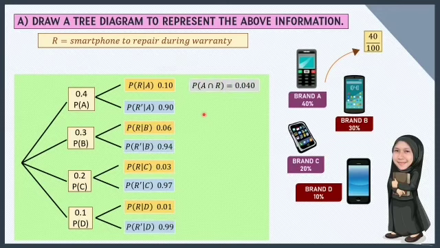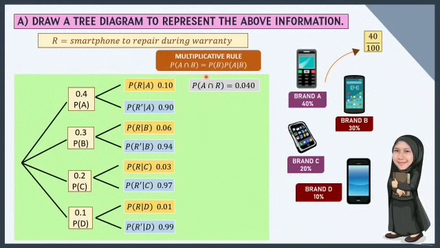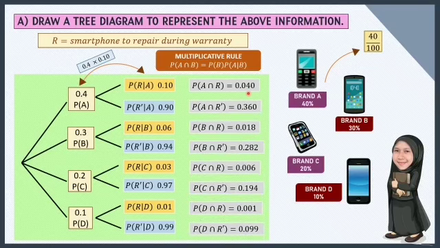Next, we have to find the value of the intersection for both probabilities by using the multiplicative rule. These steps are optional, but it's easier for you to refer to them and answer the next question. So for this, we have to multiply all the events that occur. Like here, 0.4 multiplied by 0.1 and we get the answer 0.04, and so on. So this is how the tree diagram looks.